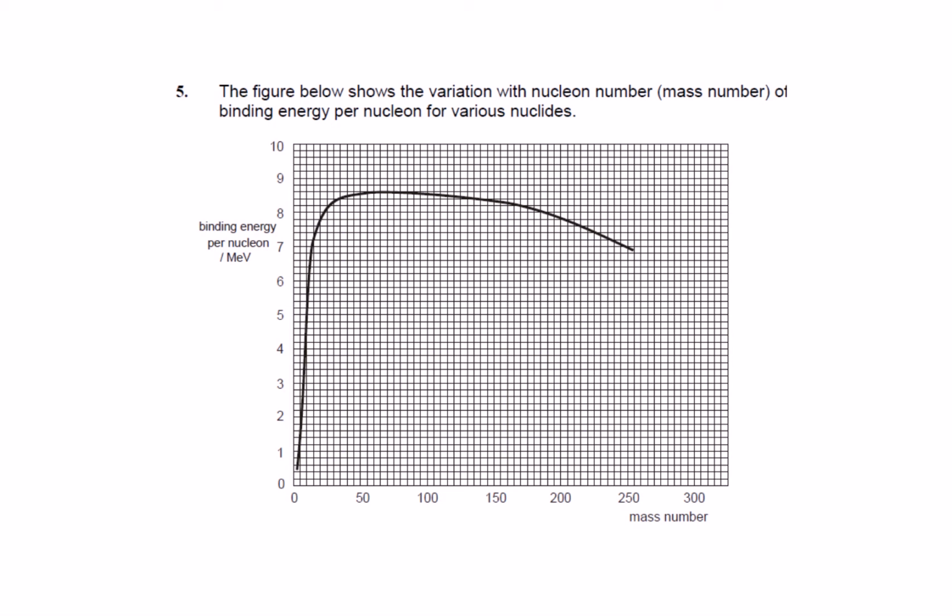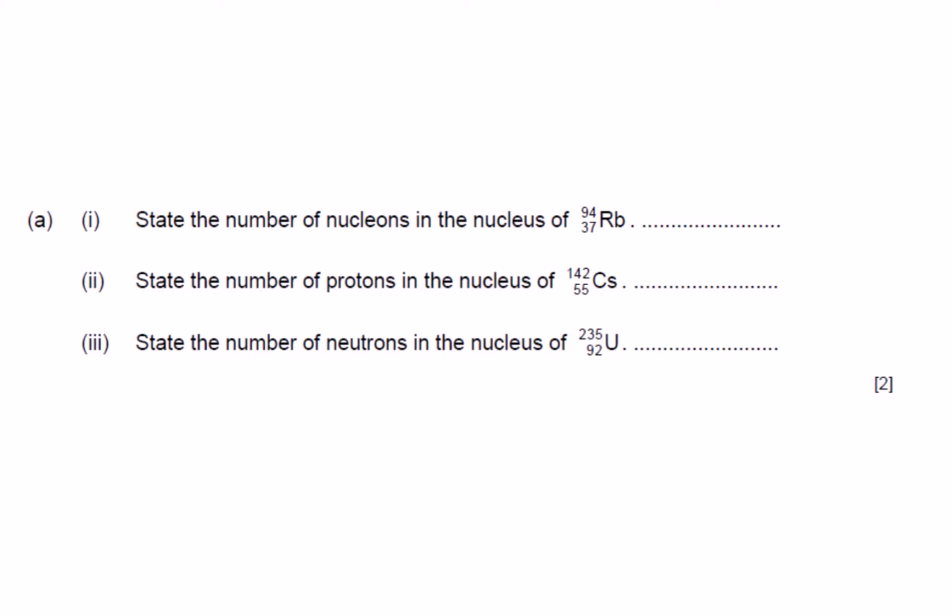Okay, so question 5 is we've got this graph here of the binding energy per nucleon, and very important, we need to see that it's in mega electron volts, and we're looking down the mass number here. So it's the graph where as we move up it, we're moving to a more and more stable kind of atom.